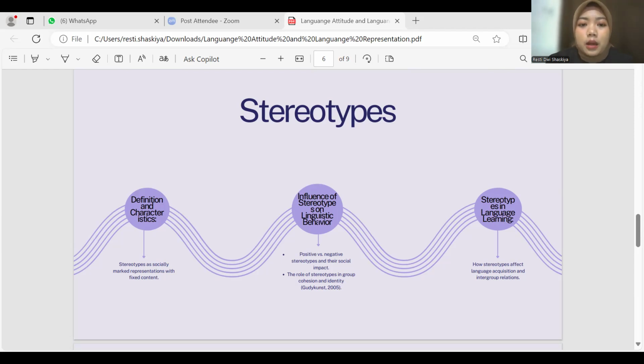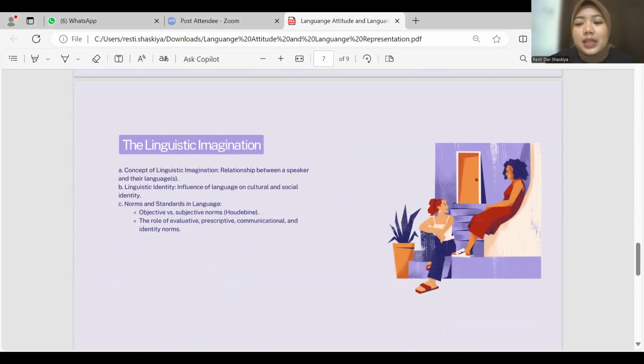Next is about the linguistic imagination. The linguistic imagination has three parts: the first is the concept of linguistic imagination, then linguistic identity, and norms and standards in language. The first is the concept of linguistic imagination. The linguistic imagination refers to the way a person thinks about and connects with their language. It's about how people see their language as part of who they are and how it shapes their communication and interaction with others.